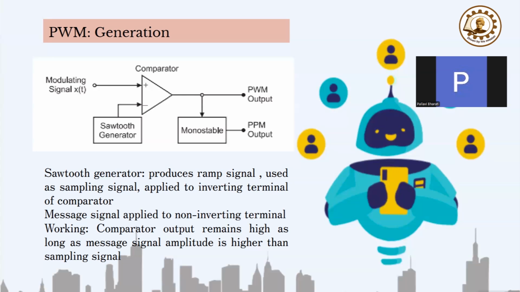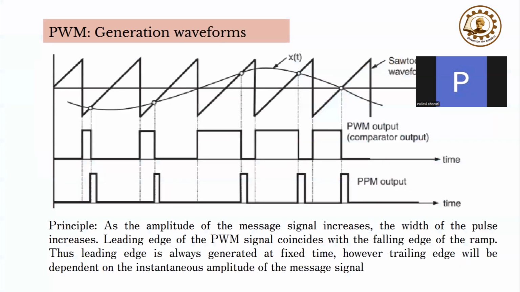Now the principle of working is that the comparator output will remain high as long as the message signal amplitude is higher than the sampling signal. Means at those points where the message signal is higher than the sawtooth generated signal, the comparator is going to give you a high output. Now see over here, as the amplitude of the message signal increases, the width of the pulse increases. This is another very important point, which is the principle of PWM. Here the amplitude is more than at this point. Here the amplitude is decreasing, so the width is lesser. Here the width is more than this one. In this case, the width is much more, right?